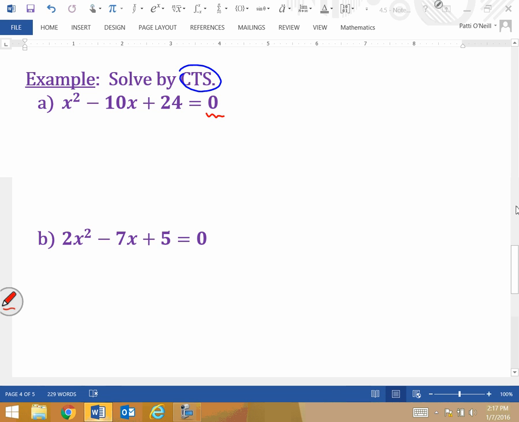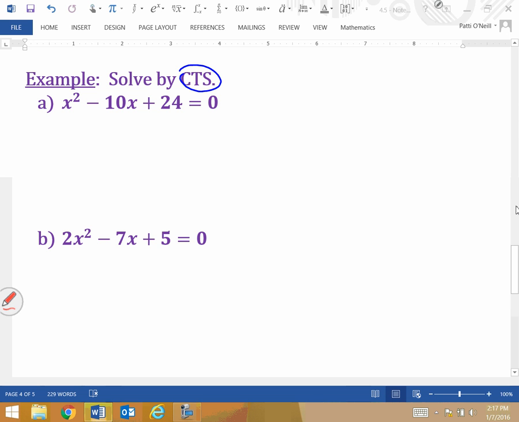I'm going to always check to make sure what I have isn't a perfect square trinomial to begin with. And I notice that x being squared is a perfect square right here. But 24 is not a perfect square, so I know I can't just simply use the square root property in order to solve this. So what I'm going to do is the following.